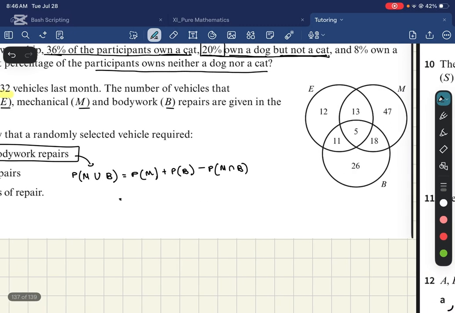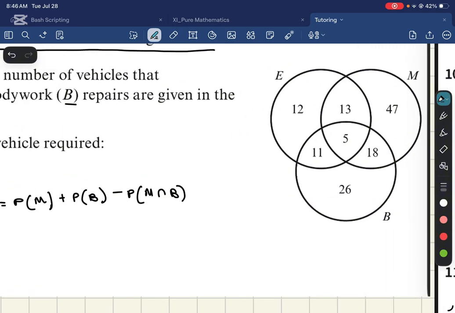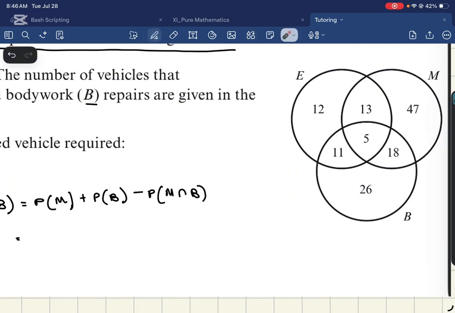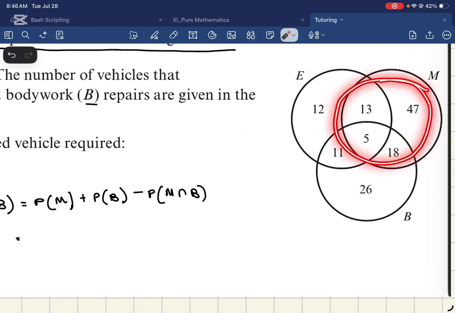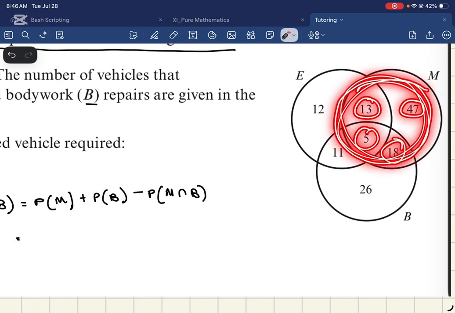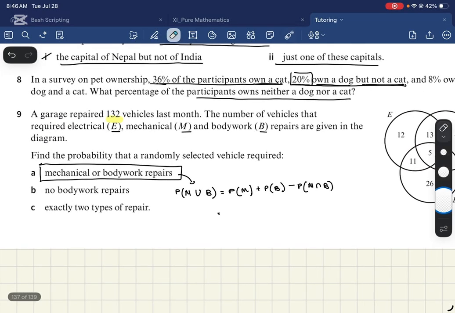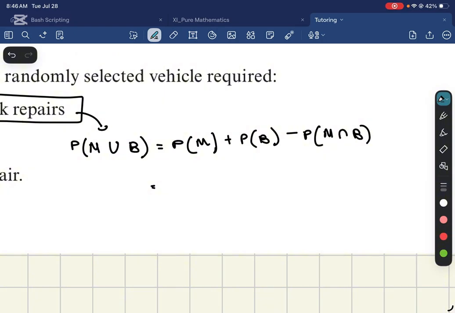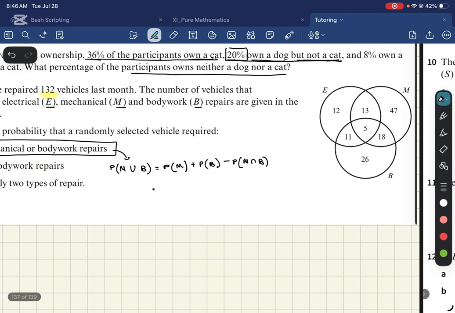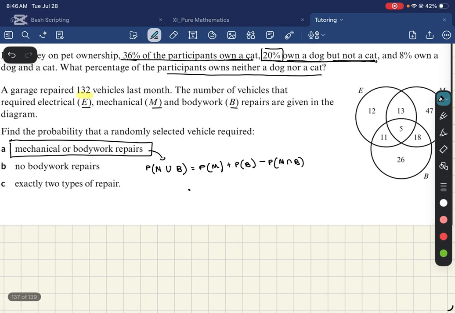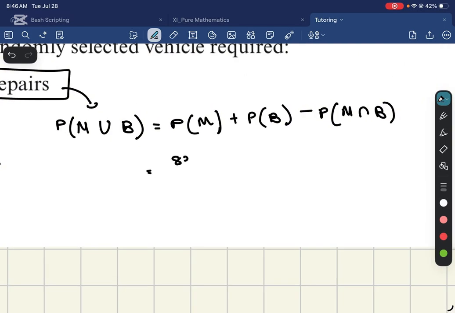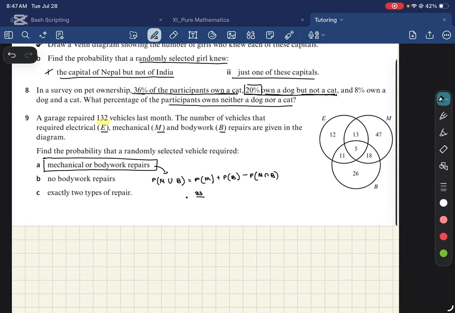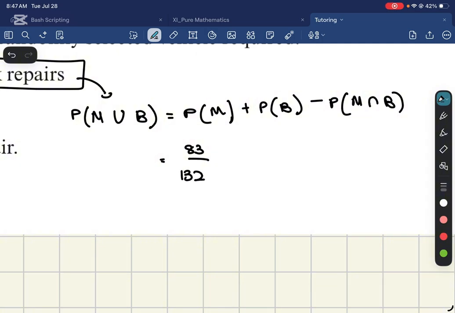So how many vehicles required mechanical work? That is going to be the total number of cars in this circle, so I'm going to have to do 13 plus 47 plus 5 plus 18. That is 83 cars out of 132 vehicles that required mechanical work.